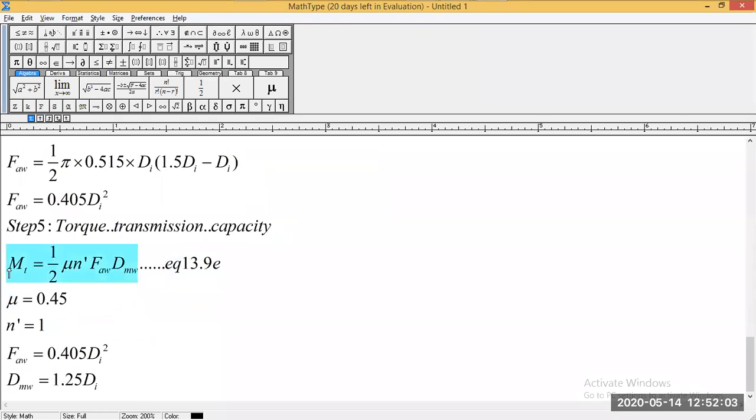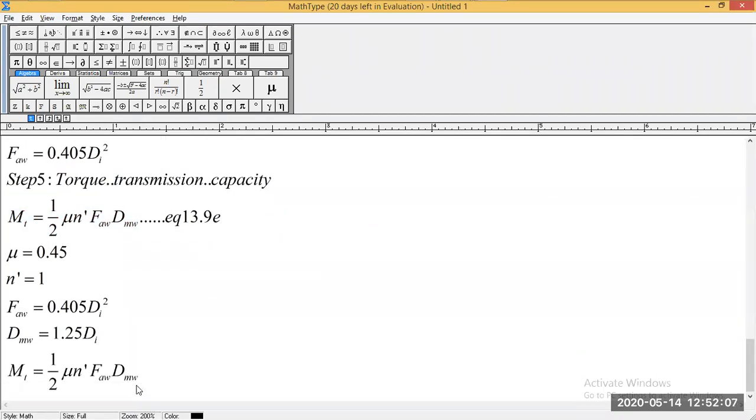So our transmission capacity is mu, that is 0.45, times n dash, which is 1, times this FAW value, into this 1.25 di.